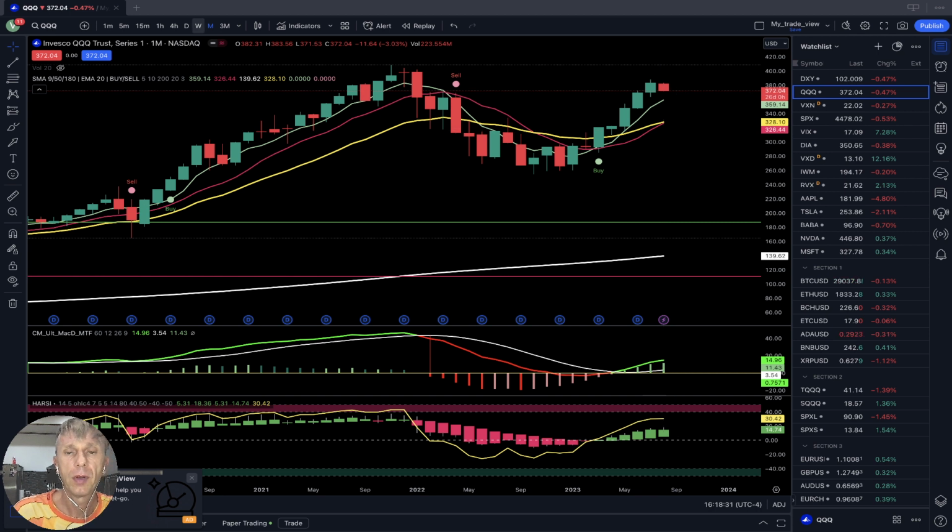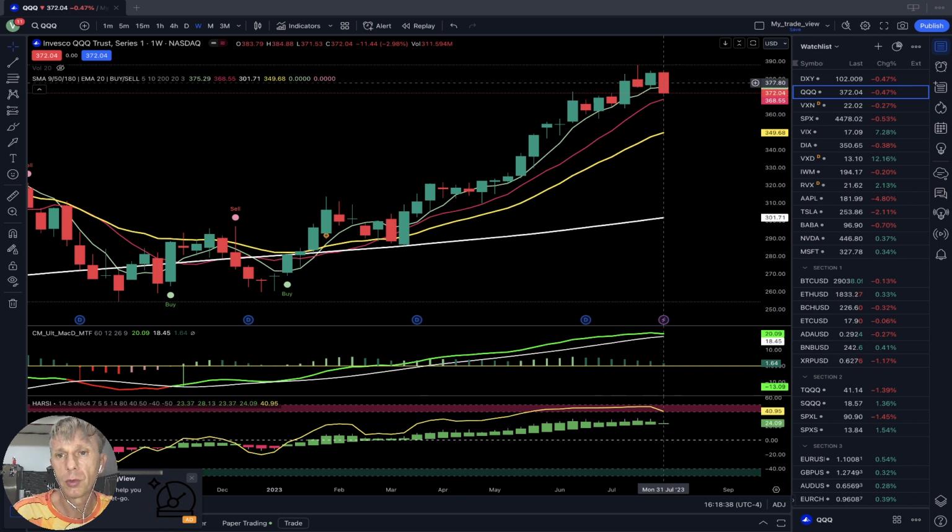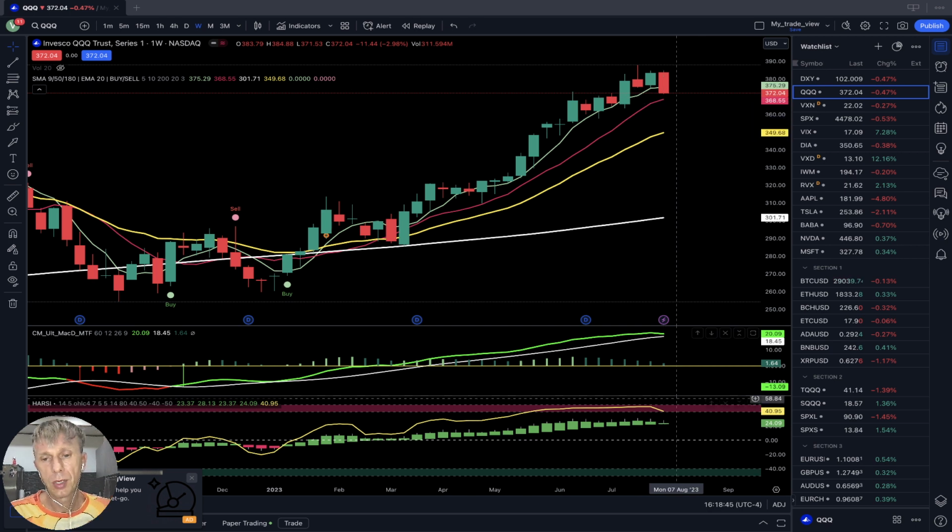And weekly time frame Qs also bullish. It just connected back to MA5, the green line. Still disconnected from 10 and 20. And still bullish trend, still RSI in the overbought territory. For Qs, right?